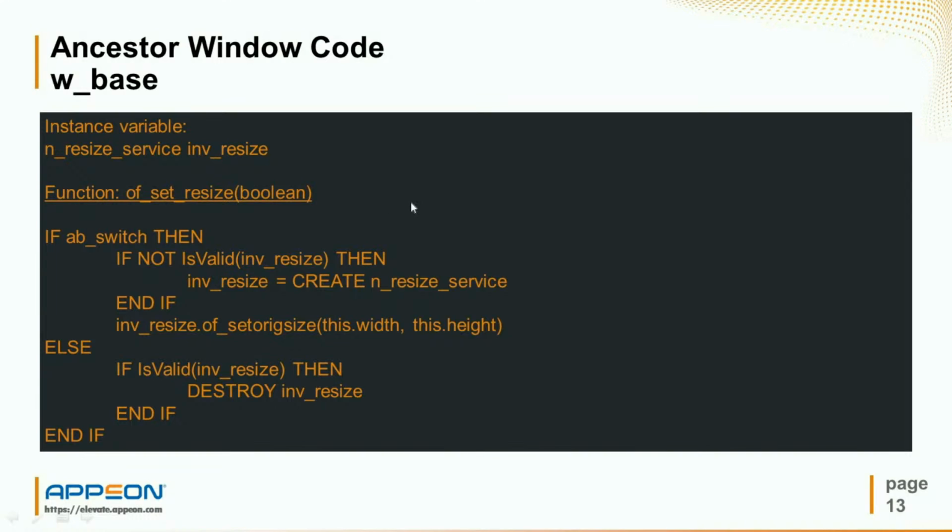Then you're going to create a function called ofsetResize, and it'll take a Boolean as an argument. Basically, if we pass in true, we're going to create the service, and then we're going to call ofsetOriginalSize, which is a function on the service. We're going to pass in the current width and height. Otherwise, if we're passing in false, we're going to destroy the service.